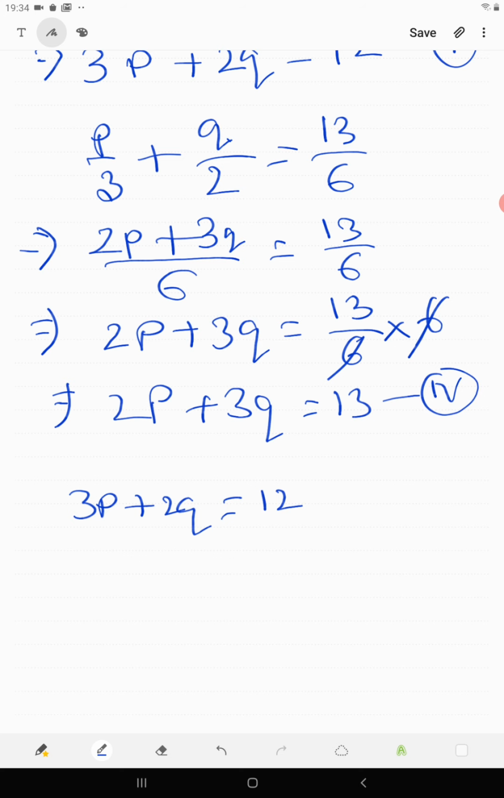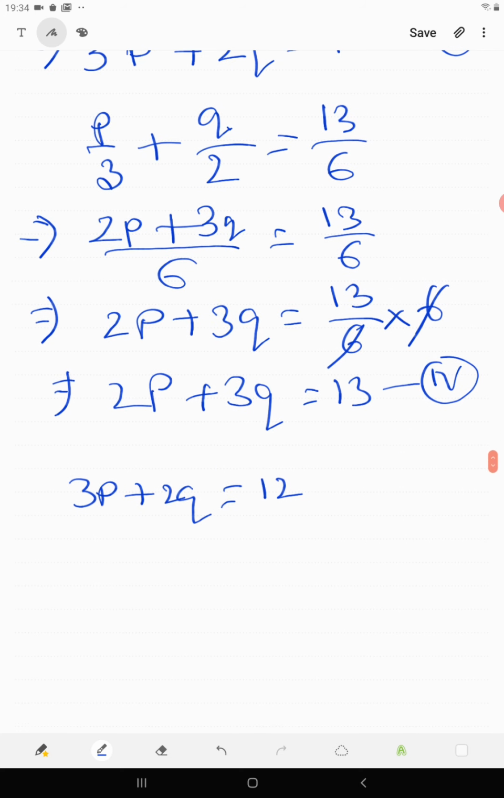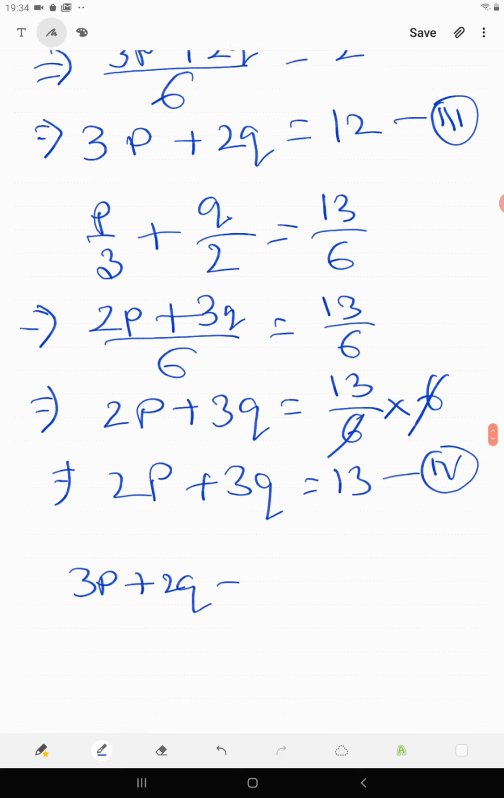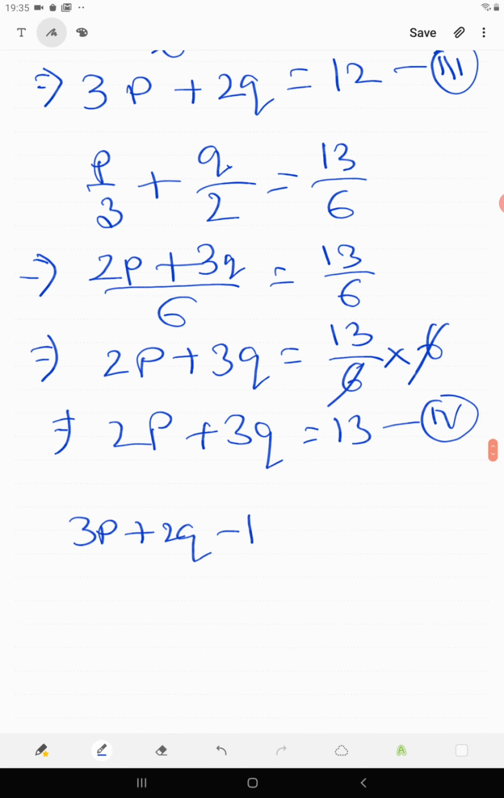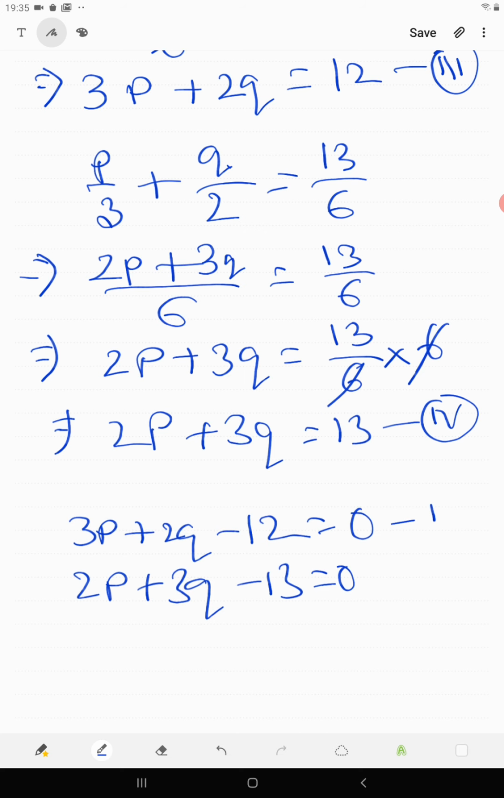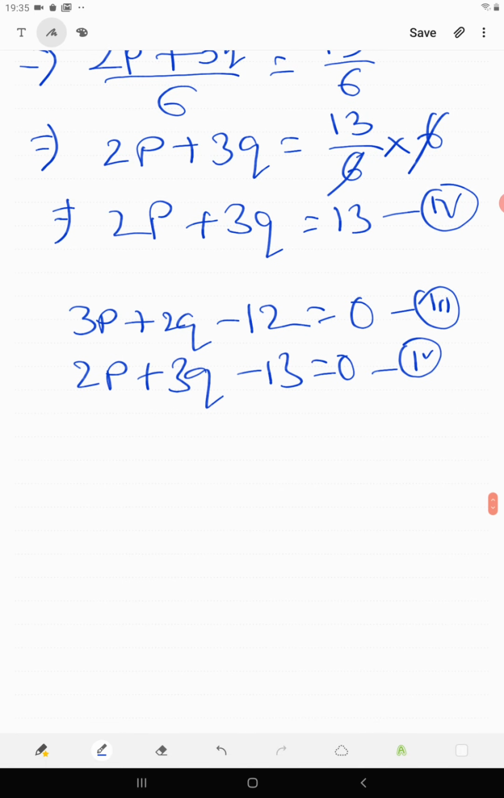So of course I need to bring 12 towards the left. I am solving by the cross multiplication method, because it will be just putting the values. So 3p plus 2q minus 12 equals 0, and 2p plus 3q minus 13 equals 0. So this is the third equation, this is the fourth equation. Correct?